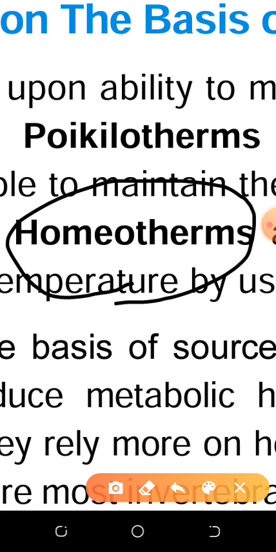Over the skin, blood vessels become constricted, their lumen becomes less, their cavity becomes less, and less blood flows through the skin. More blood flows through the inner tissues of our body. Inner tissues are called visceral tissues, V-I-S-C-E-R-A-L, visceral tissues. I will write visceral tissues on the slide in the next lecture as well.